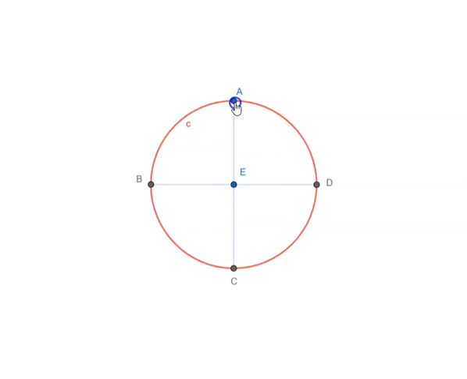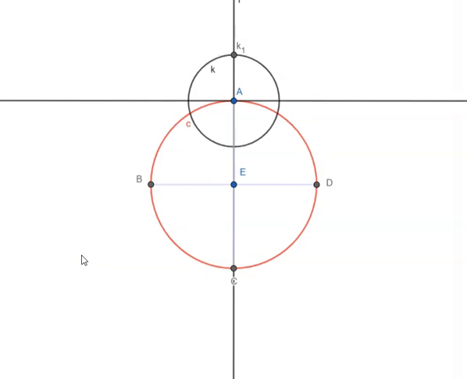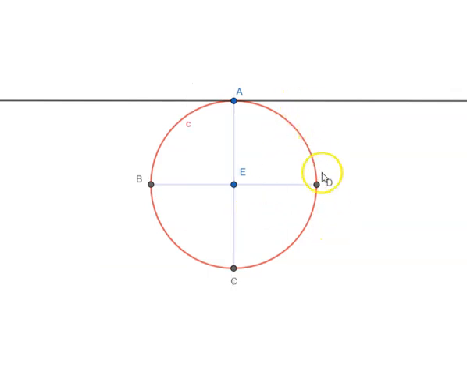Now at A, we are going to draw a line perpendicular to AE. Basically, we are going to draw a tangent at A. We know how to do that again. For this, we require this line, intersection, circle, circle, line. Okay. Now let's hide all these. And similarly, without going through all the steps, let's draw a tangent at D, tangent at C, tangent at B.